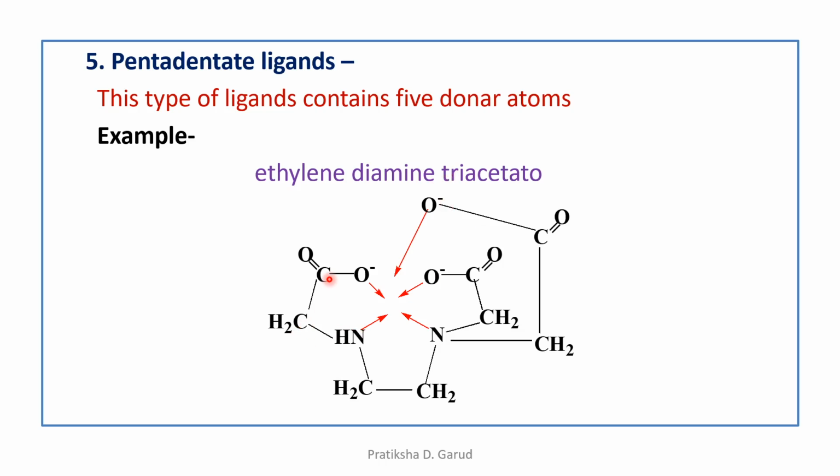Acetato, that is a CH2COO. So this is the first acetato. Then CH2COO. This one is the second acetato. Then CH2COO. This is the third acetato. So in this way, when they are linked, we can see that there are first, second, third, fourth, and the fifth. 5 donor atoms. There are 5 lone pairs which are forming the coordinate or the dative bond with the central metal atom or the ion. That's why it is an example of the pentadentate ligand.